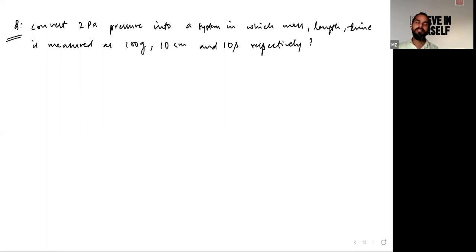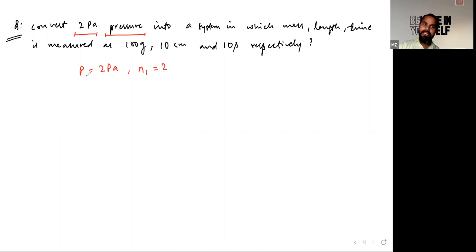So how to convert this? Just see the first part, what we have to convert. It is 2 Pascal pressure. So we can write pressure equals 2 Pascal. This 2 would be the numerical value in the first system of unit. So we can write N1 equals 2.